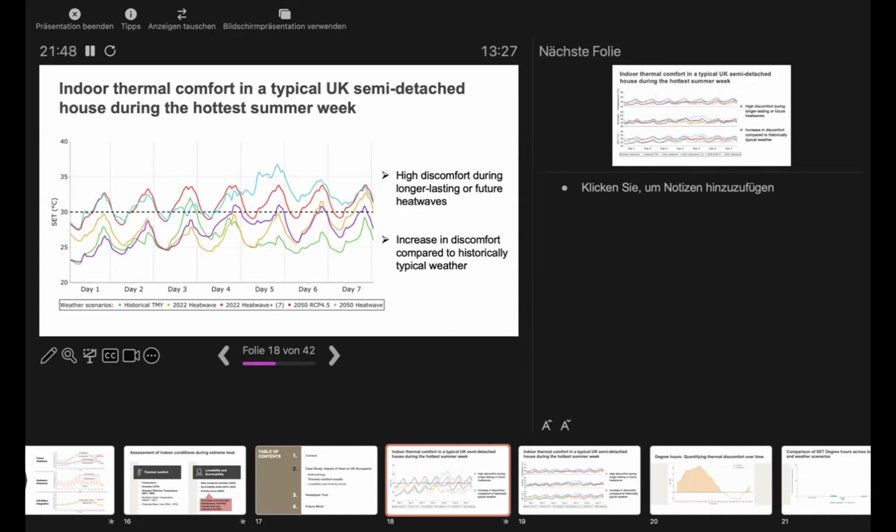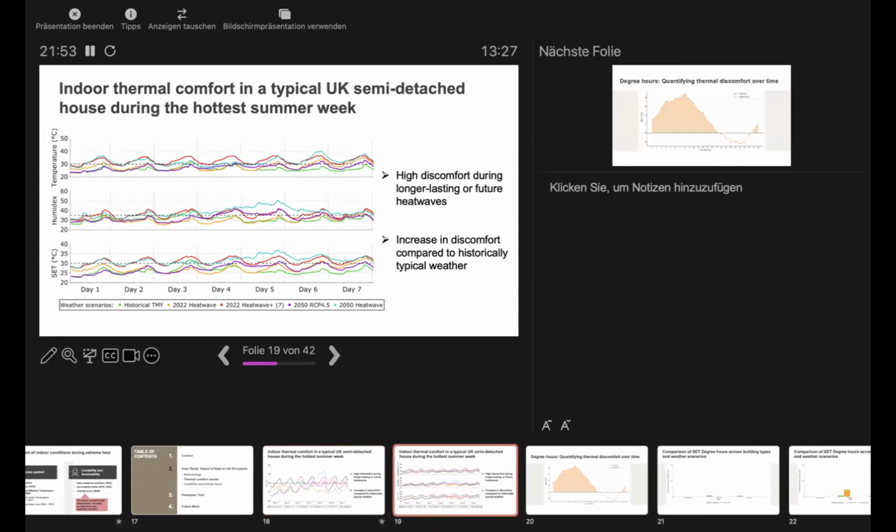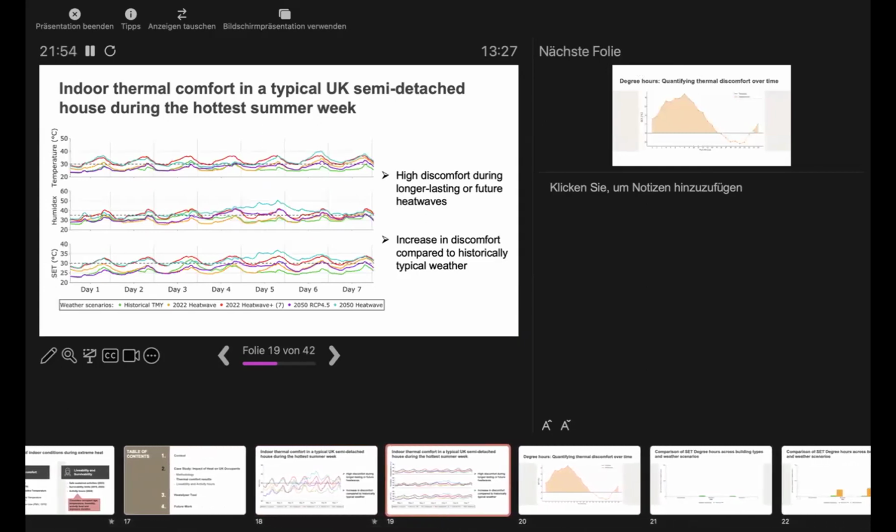And we also, as I mentioned before, did this analysis not only for SET, but for example, also for temperature and the humidex, where humidex is just a model that includes temperature and humidity to give you a value of how an average person would feel in the environment. And this also already gives us quite some interesting insights in how different weather scenarios affect a particular building.